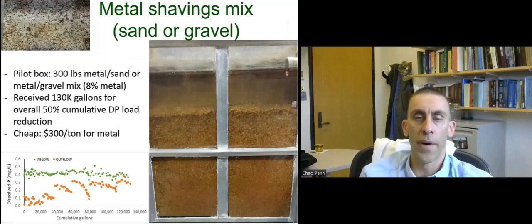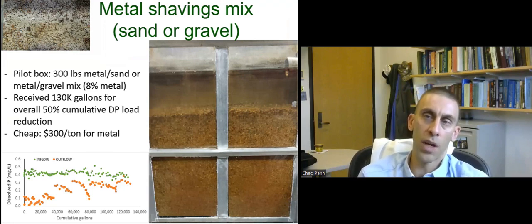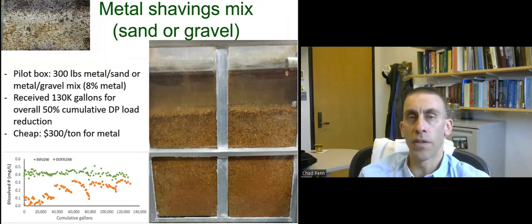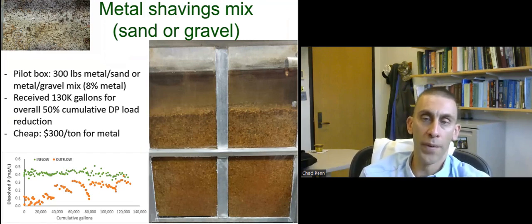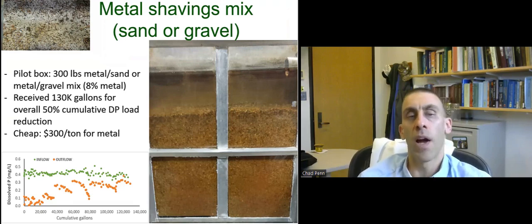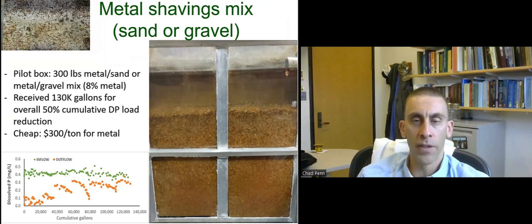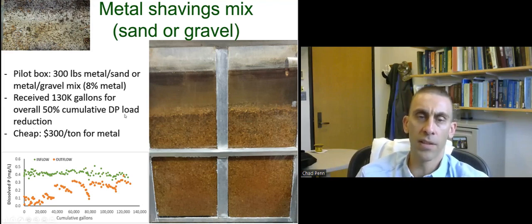One thing that saves a lot of money is through the use of a metal shavings, steel shavings mixture. I mentioned this earlier as being one of the best media as far as getting bang for your buck for phosphorus removal. But it's just steel shavings, steel turnings that are allowed to rust, forms iron oxide. That iron oxide has a high affinity for phosphorus. That is mixed with gravel, a nice wash gravel, 8% metal by weight. And we find that it has a very high capacity for removing phosphorus.